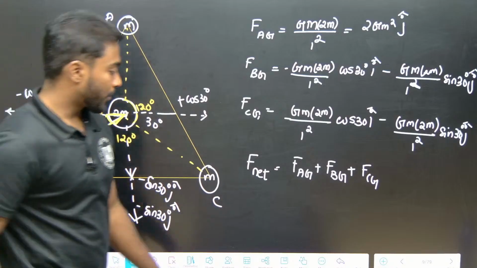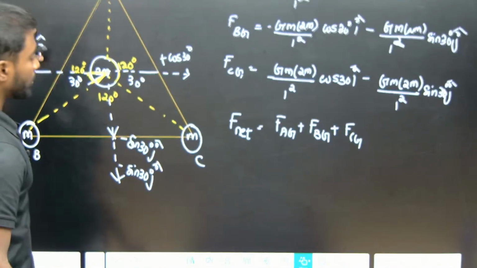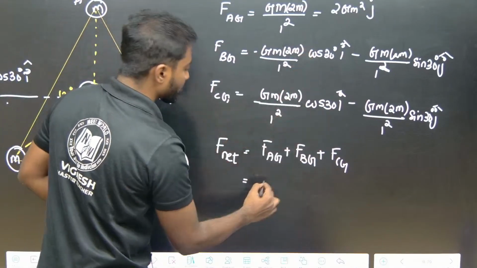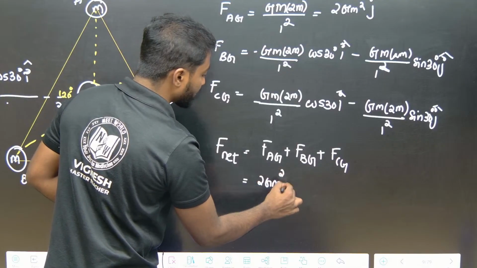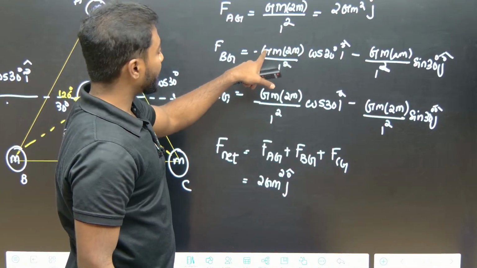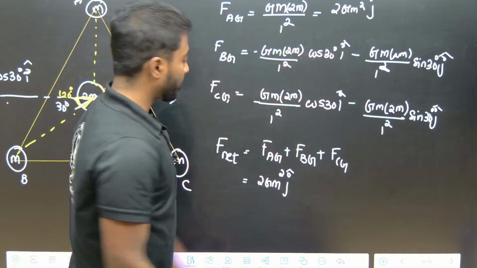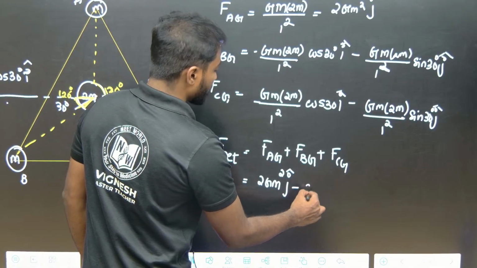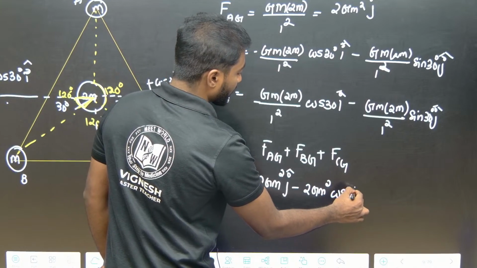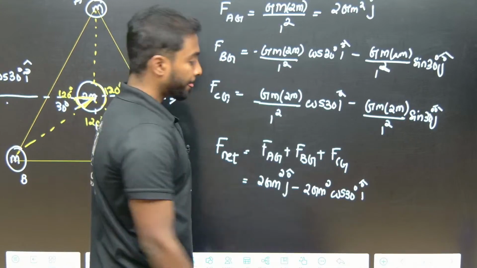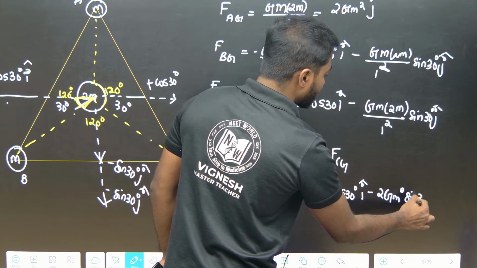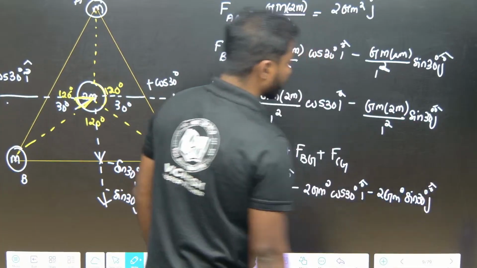Got it, okay. Now what I should do now, I should add the things here. So let me take, this is 2GM square j cap, what is B? This is minus GM minus 2GM square cos 30 I cap, so minus 2GM square cos 30 I cap minus 2GM square sin 30 j cap, right.